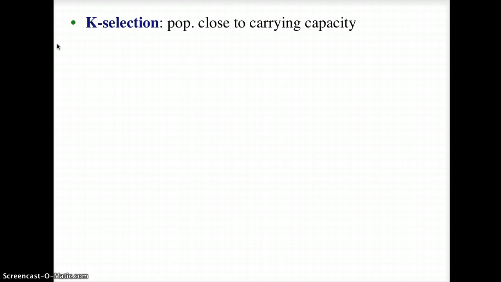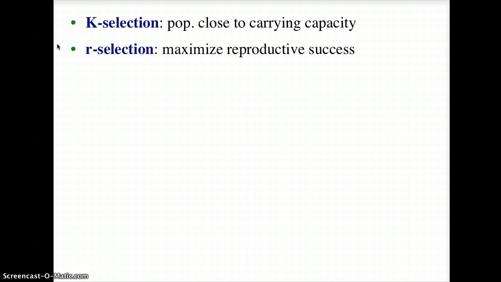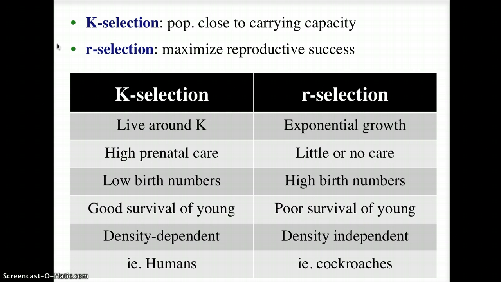So we have two types of species. We have K species and R species, or K selection and R selection. K selection is when the population is close to carrying capacity, and R selection species are species that maximize reproductive success. So what I'm going to have here is a chart, and you're going to want to pause the video and possibly write this down in your notes so that you have it. Again, you have K selection species and R selection species, and you can see the differences between the two.